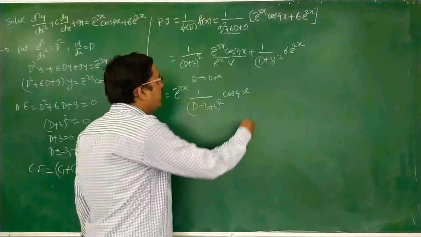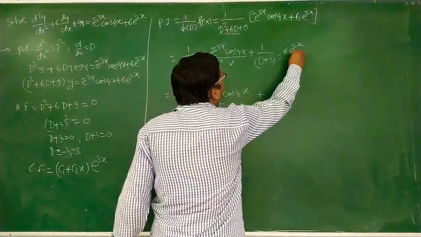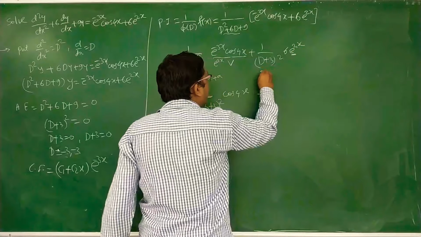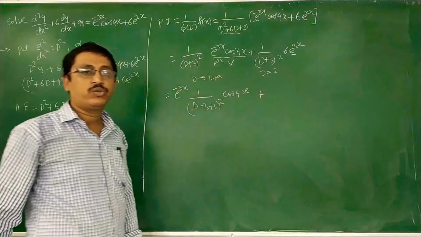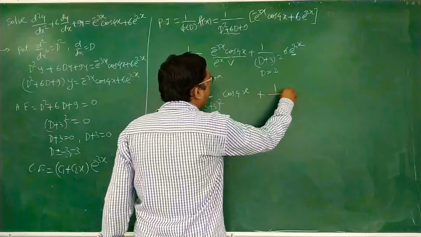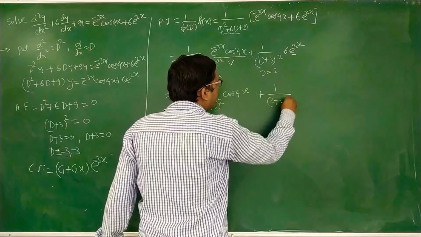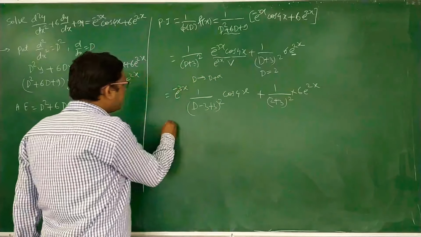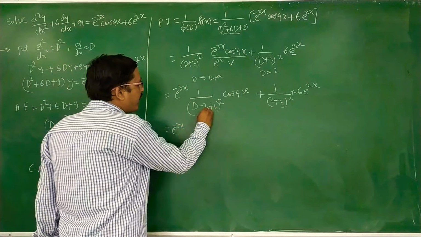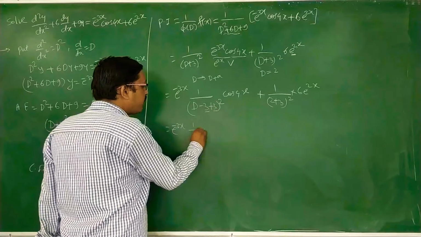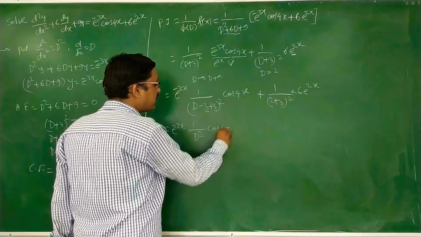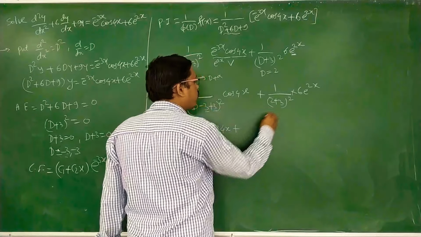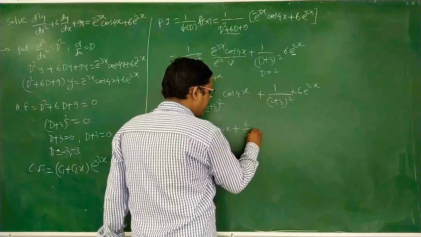That is cos 4x. Plus here there is a term of e^(2x), so we can directly use the formula. Here the value of a is 2, so we replace D by 2. So we will get 1 upon (2 + 3)² into 6e^(2x). Now this is equal to e^(-3x), where -3 + 3 gets cancelled, so we get 1 upon D² into cos 4x. Plus 2 + 3 is 5, 5 squared is 25, so we get 6 upon 25 e^(2x).